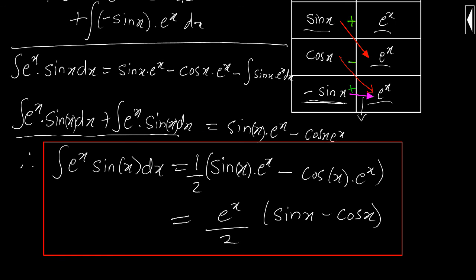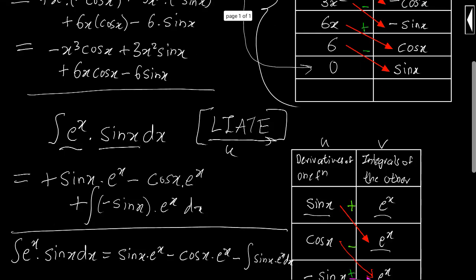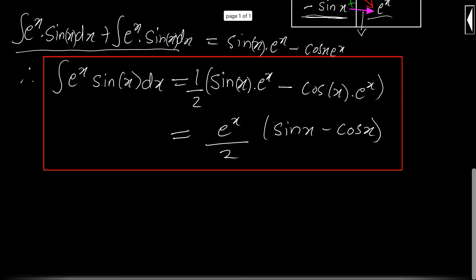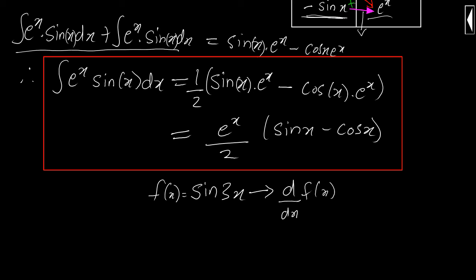This method will work in most of the cases where you have such kind of things. But remember, if you have one of the two functions something like sine of 3x, and you're asked to differentiate it, if f of x equals sine of 3x, then d by dx of f of x will be cosine of 3x times 3. Do not forget this 3.